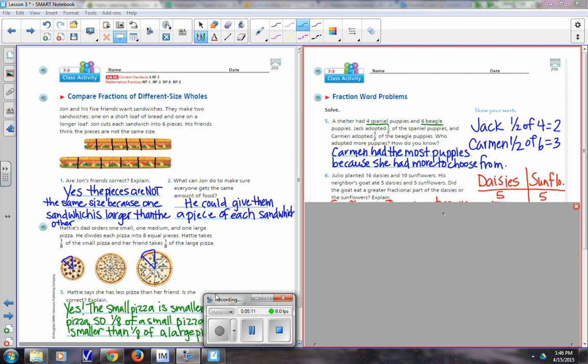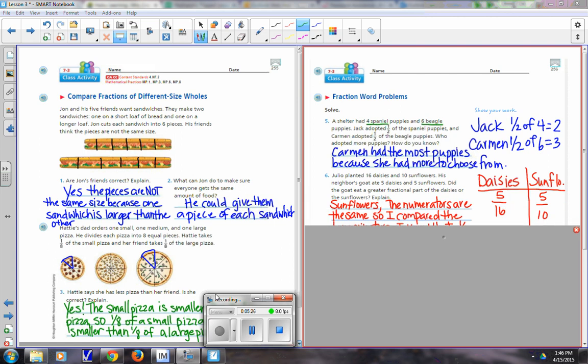Did the goat eat a greater fractional part of the daisies or the sunflowers? Well, we need to make a fraction out of the daisies and a fraction out of the sunflowers. And I did this over here. He ate 5/16 of the daisies and he ate 5/10 of the sunflowers. And it wants to know, did the goat eat a greater fractional part of daisies or a greater fractional part of sunflowers? And how do you know?